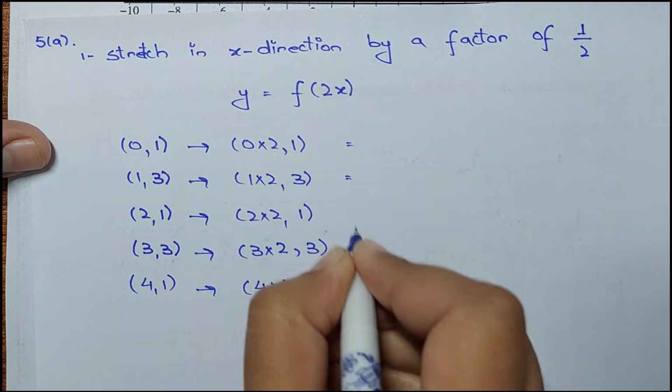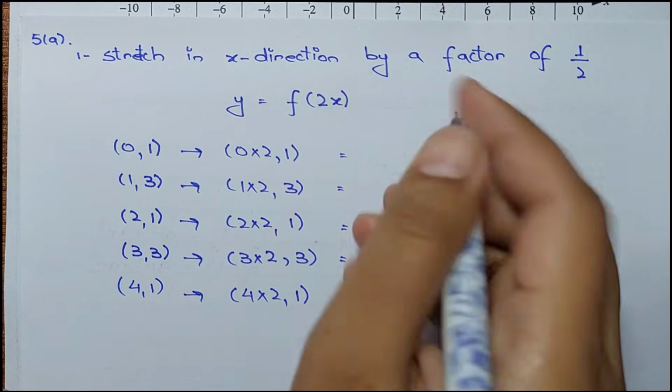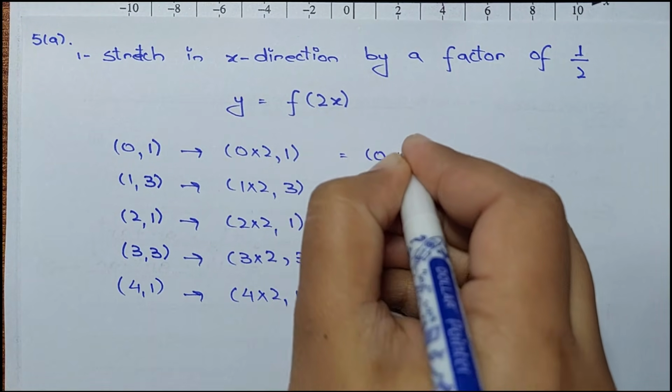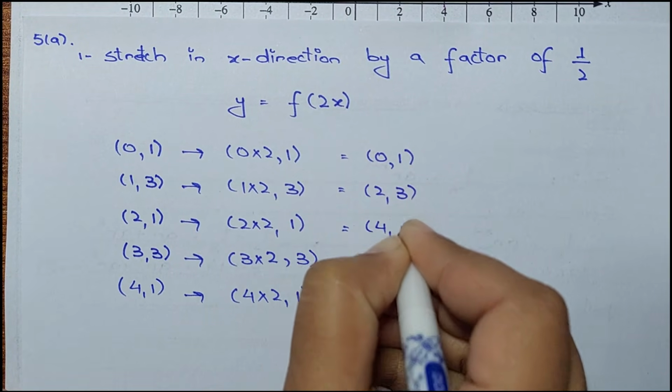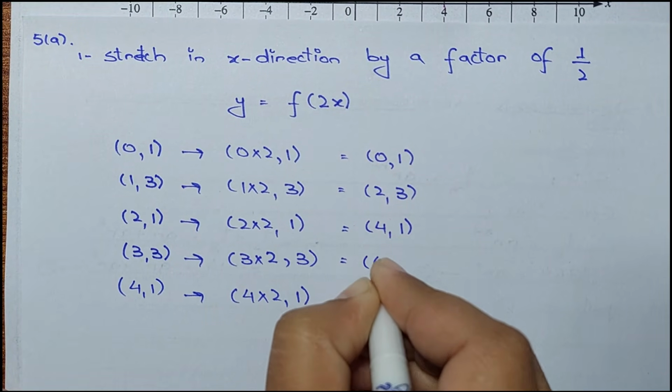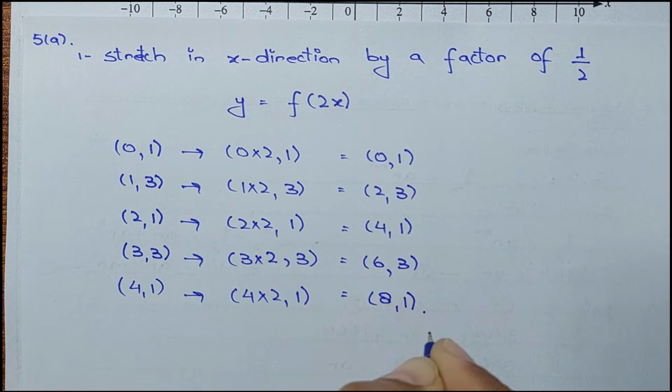So the new coordinates become 0 and 1. This is 2, 3. 2 times 2 is 4 and 1. 2 times 3 is 6, 3. 4 times 2 is 8, 1. Okay, after applying the first transformation, right?